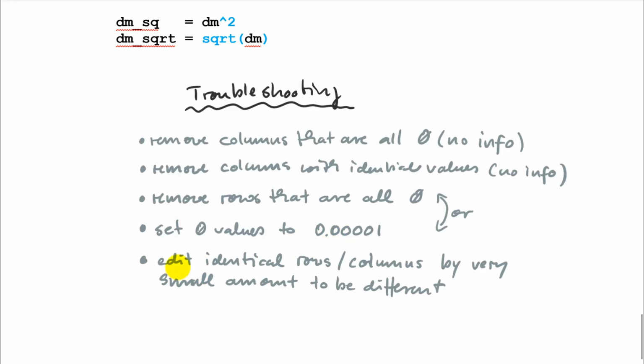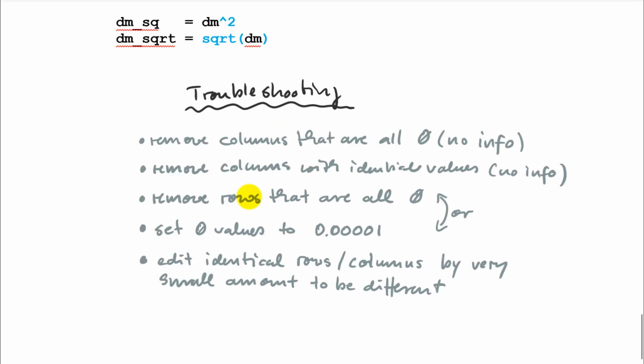And then the last trick that you can use. If you have identical rows and columns, that's also something that some techniques or some distances just stumble on. They have some sort of division by zero, something does not work out. So in that case, if you have identical rows and columns, you can edit an observation to add a really, really small value, and then everything will work all of a sudden.